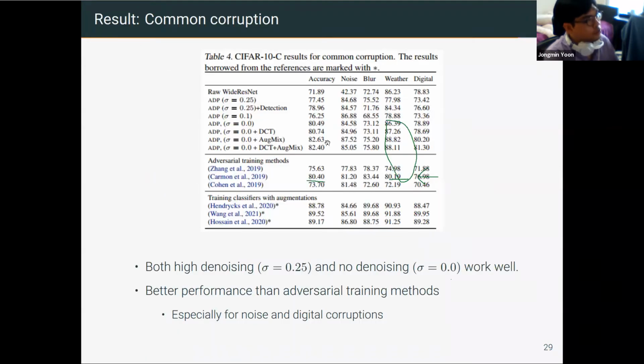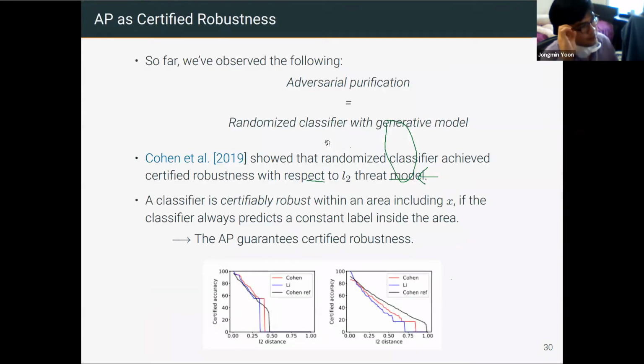So far, we showed the experimental results, and now we are going to provide some insights from investigating adversary purification. So far, we have observed the following aspects of adversarial purification: adversarial purification is the same as a randomized classifier with a generative model.